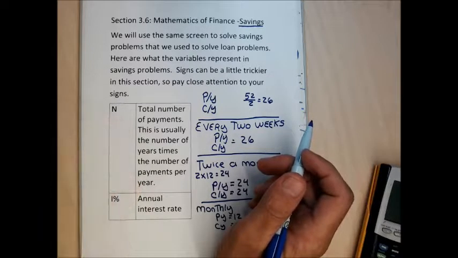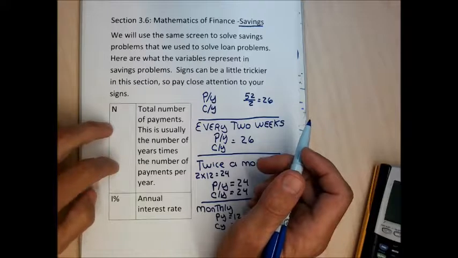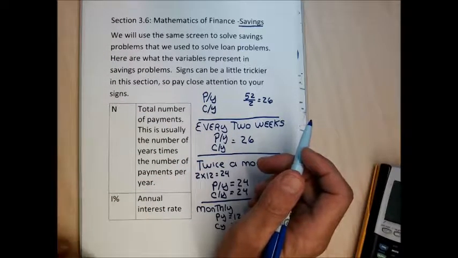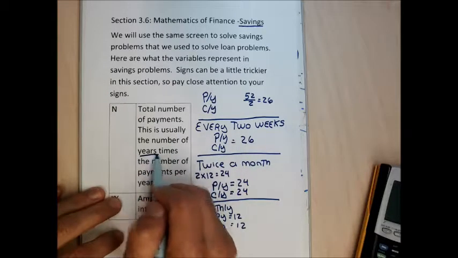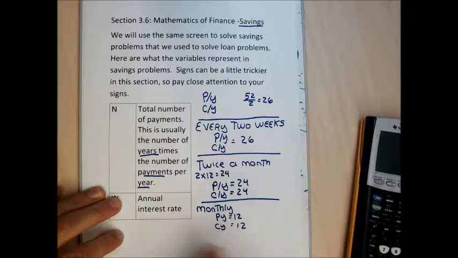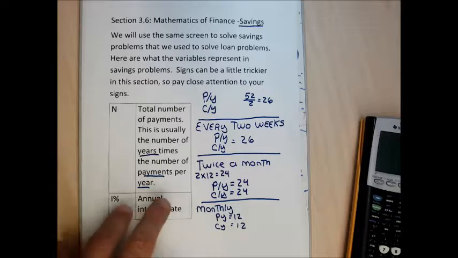If I'm saving for retirement and I get paid every 2 weeks and I'm saving up for 10 years, I'm going to go 10 years times 26 deposits per year, and I'll get 260 for the N. So the N is usually the number of years times the number of payments per year. That's just the same as in loan problems. The I is the interest rate. Again, that's not different either.